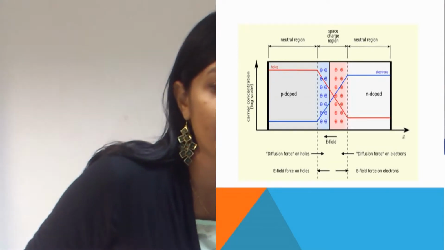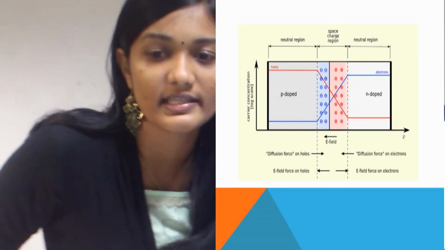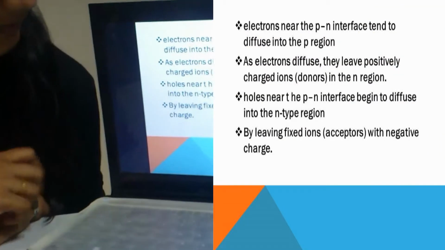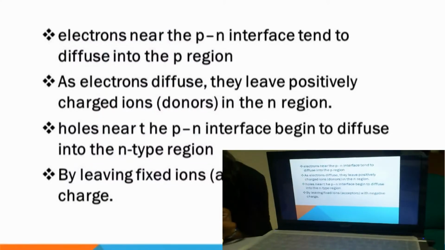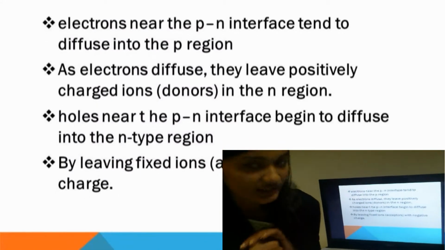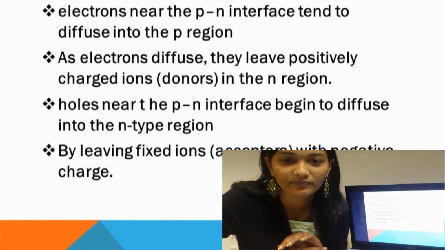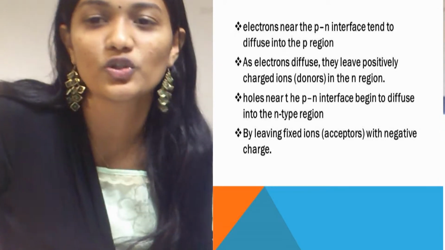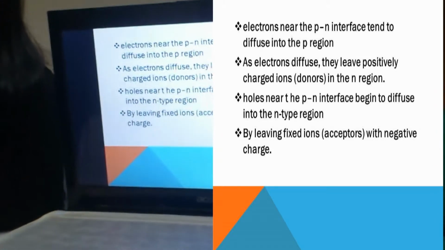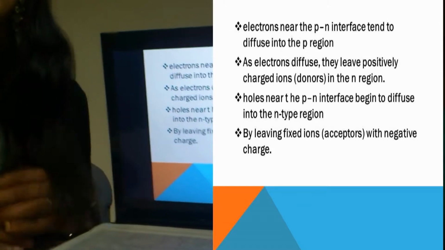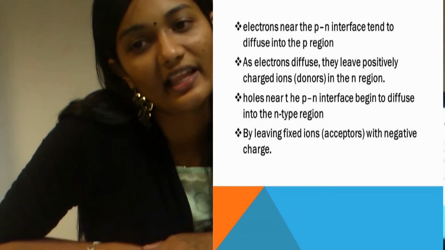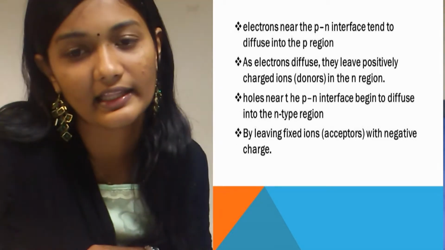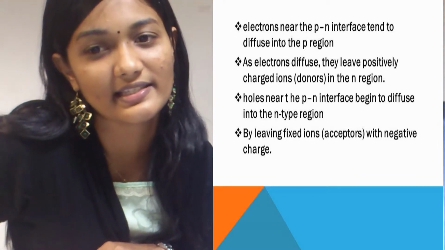The electric field created by the space charge region opposes the diffusion process for both electrons and holes. Electrons near the PN interface tend to diffuse into the P region. A carrier concentration profile at equilibrium is shown. The space charge region is a zone with a net charge provided by the fixed ions, that is donors and acceptors, that have been left uncovered by majority carrier diffusion. When equilibrium is reached, the charge density is approximated by the displaced step function.